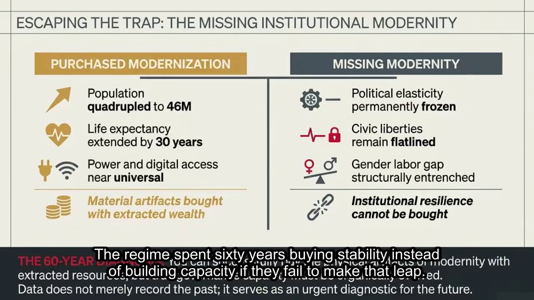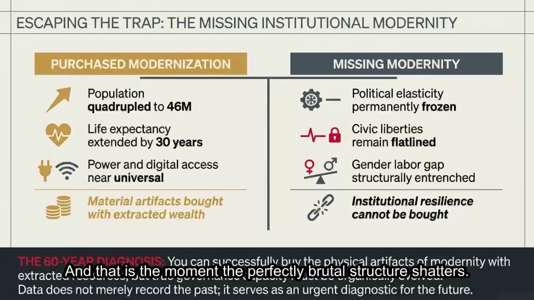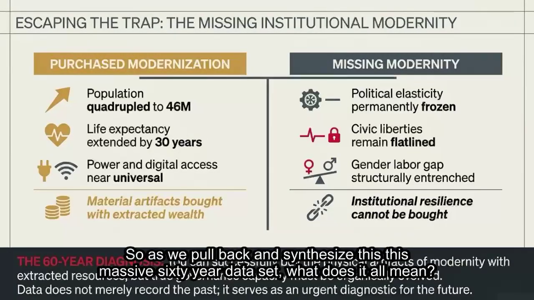The regime spent 60 years buying stability instead of building capacity. If they fail to make that leap, if they cannot cultivate organic institutions, the resilient system will simply no longer have the cash required to buy its own rigidity. And that is the moment the perfectly brittle structure shatters.